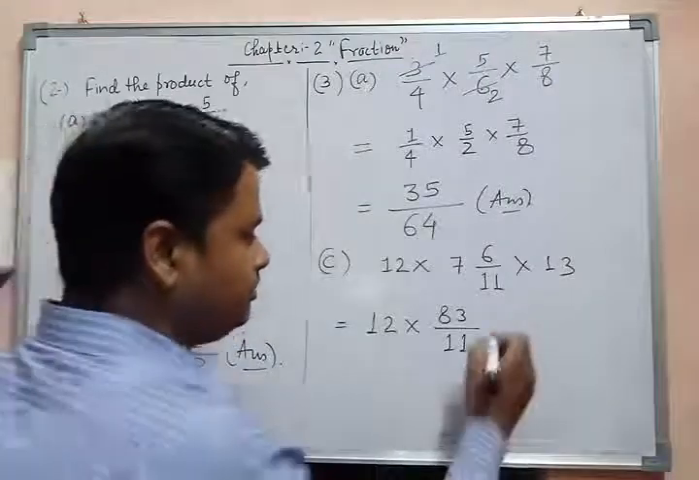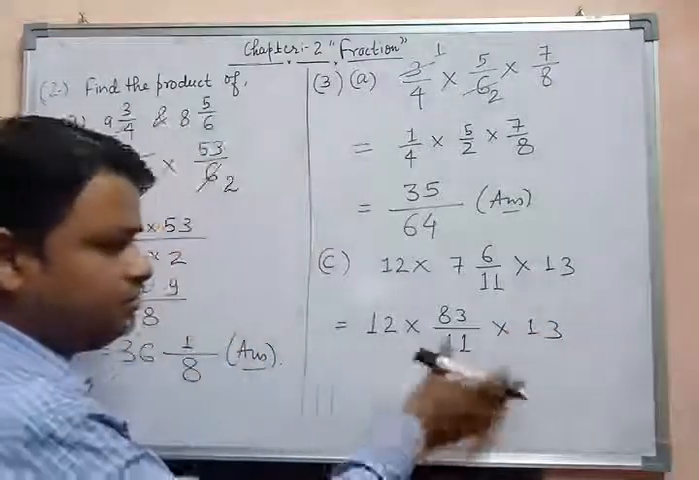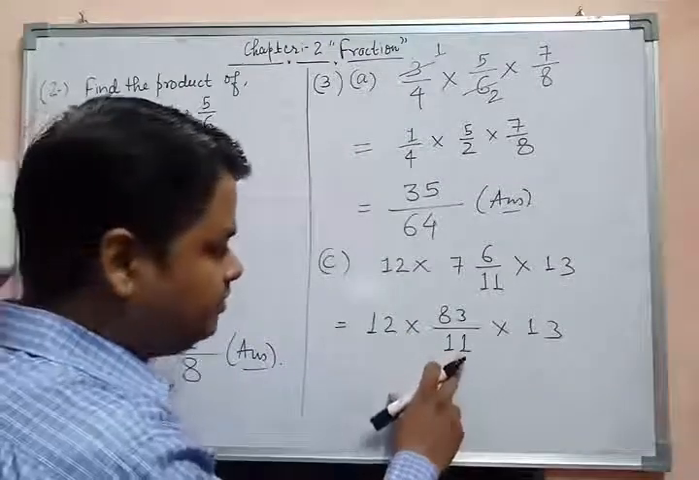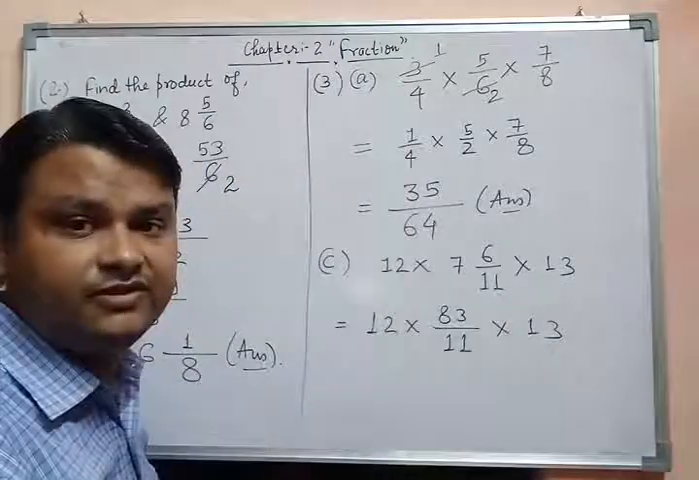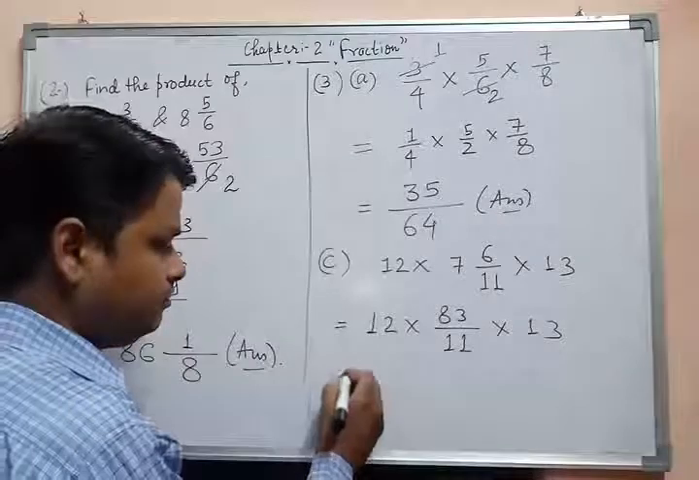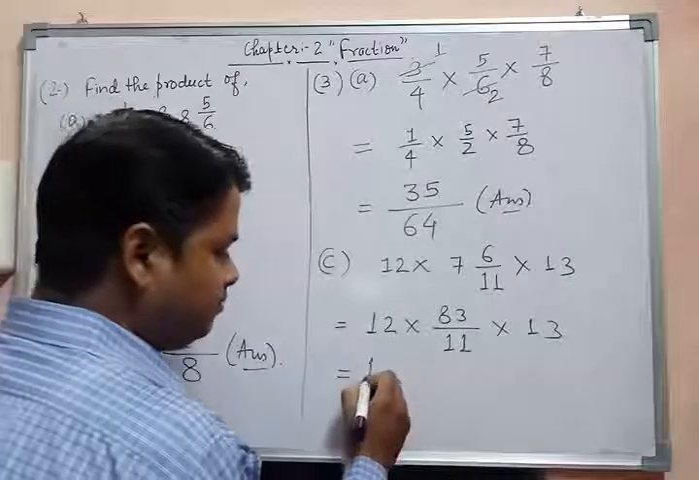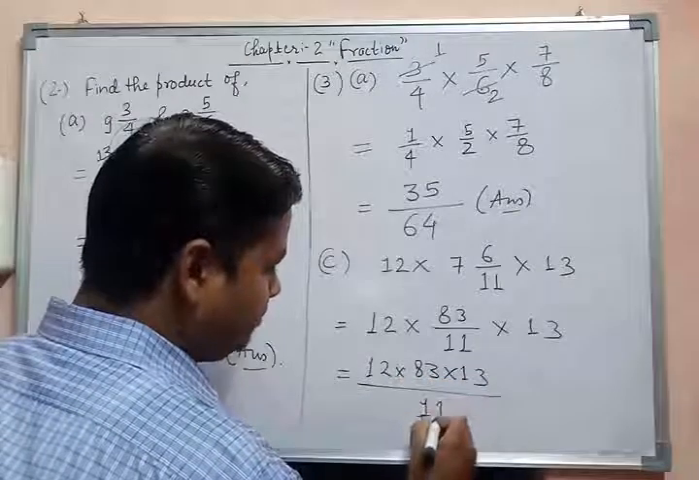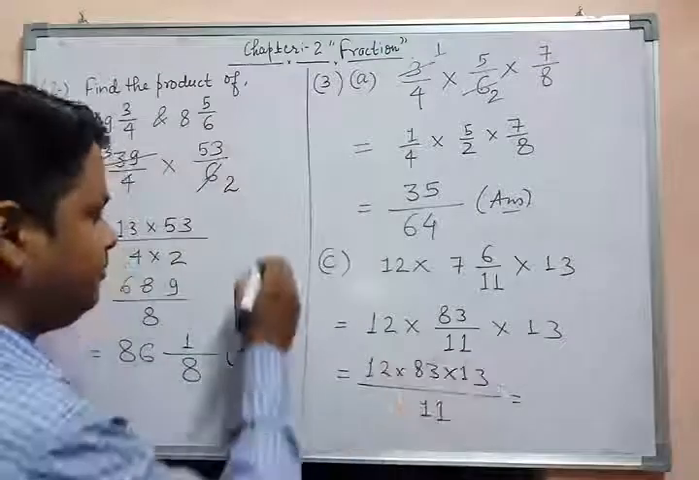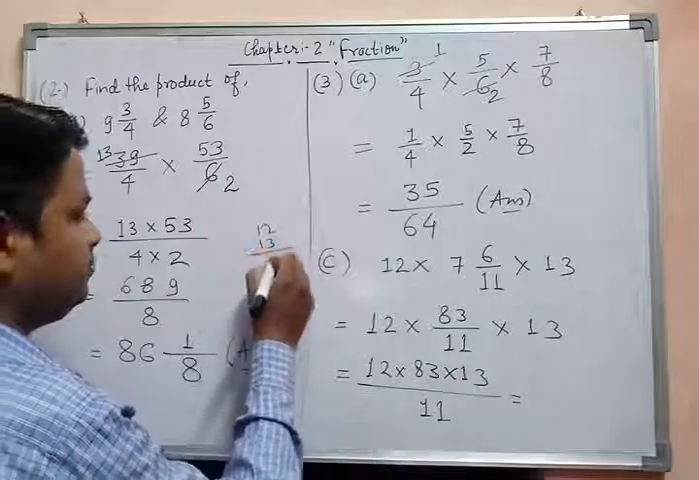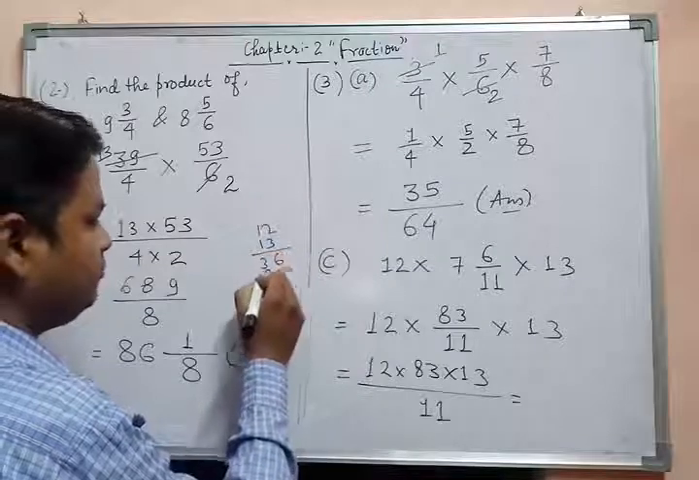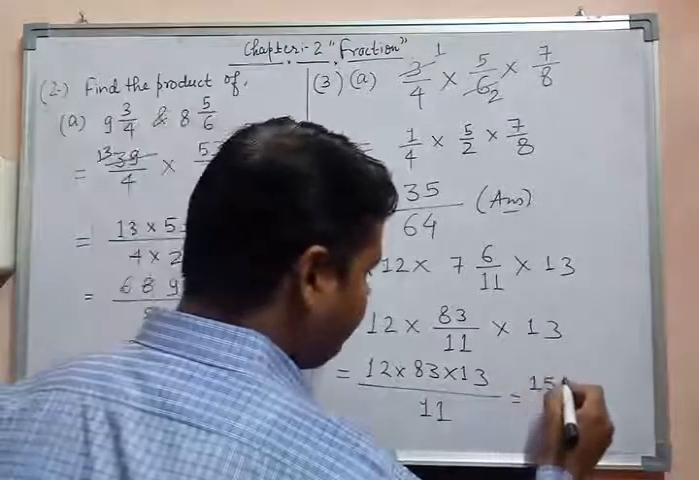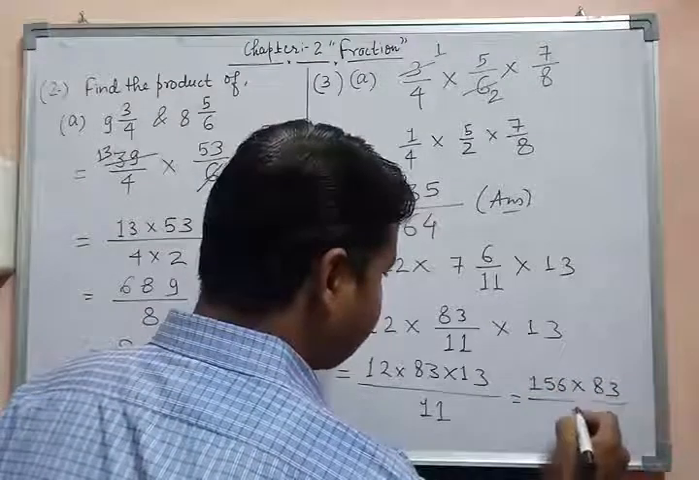So students, look here, can 12 or 13 be divisible by 11? No. So we have to multiply 12 into 83 into 13 upon 11. First of all you have to multiply 12 into 13. Then we will get 3 twos are 6, 3 ones are 3, 1 two is 2, 1 one is 1, so 156. Then we will get 156 into 83 upon 11.